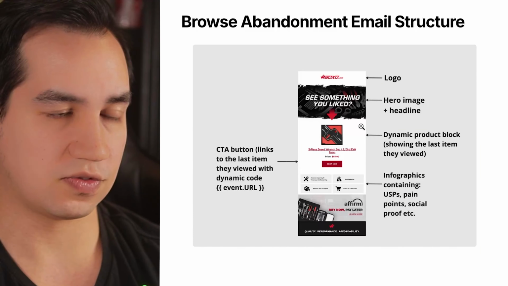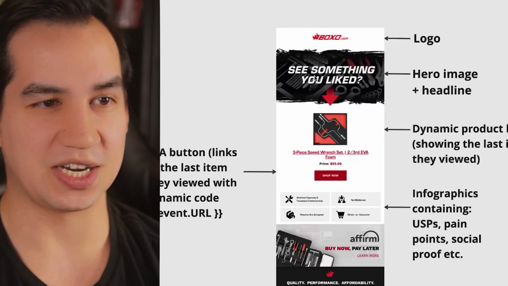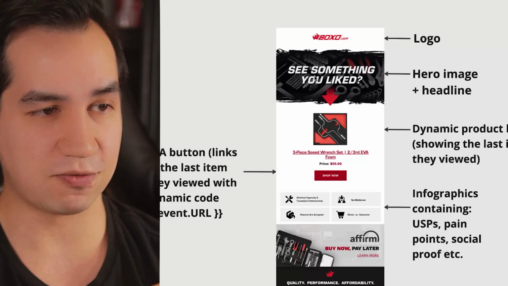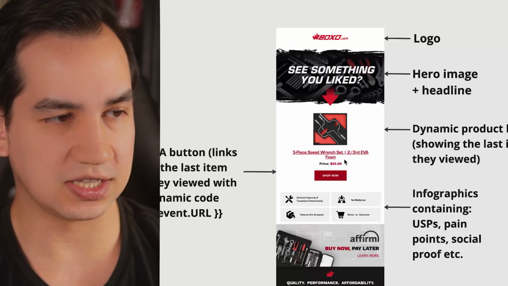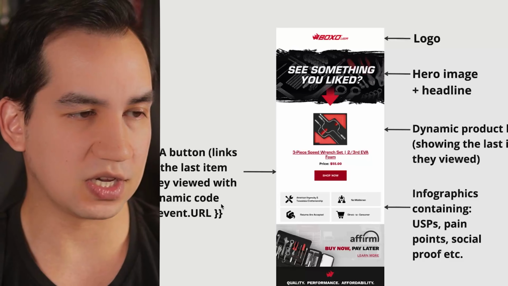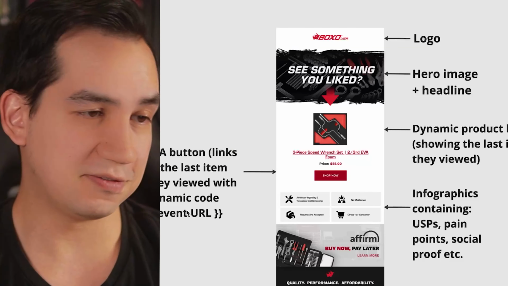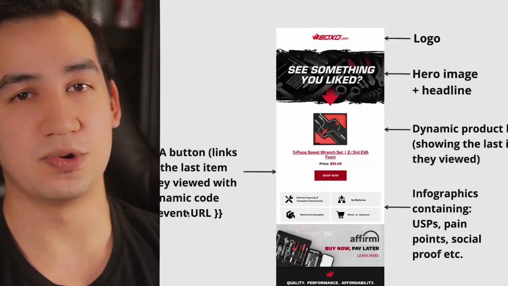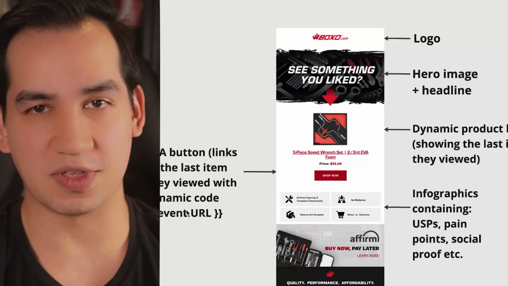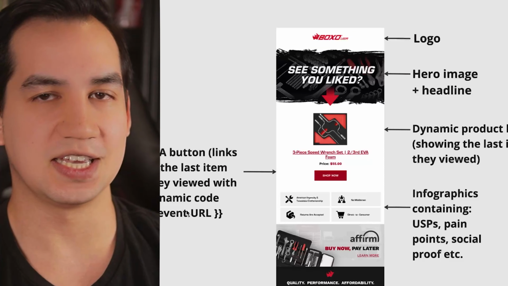So let me show you an example from one of our clients. So as you can see right here, logo at the top, hero image plus headline, basically just telling them what the email's about. In this case, it's like, hey, did you see a product that you were looking for or see something that you liked? Dynamic product block, it's going to dynamically load the last product that they were looking at. And you set that up with this dynamic code, event.url in Klaviyo. This is going to be available in the default browse abandonment flow, so as you're making the flows, you could load the browse abandonment and then customize it from there. And then it's going to have the default dynamic product block. From there, just save it as a universal block.